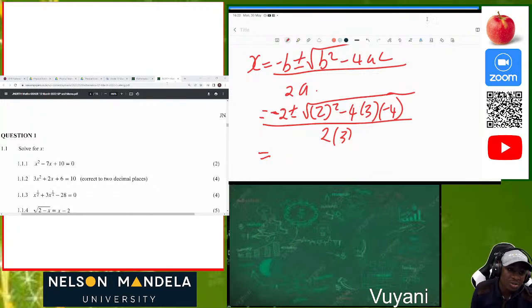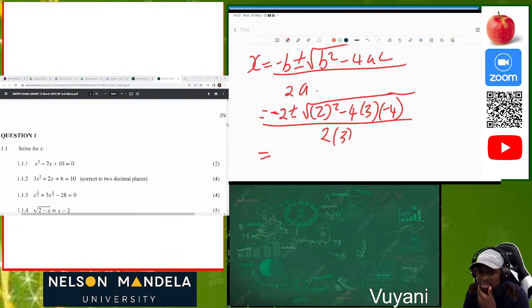So the moment you see any bracket, don't worry yourself. When you're given solving for x, use the quadratic formula. It will definitely save your day. Okay. All right, great.